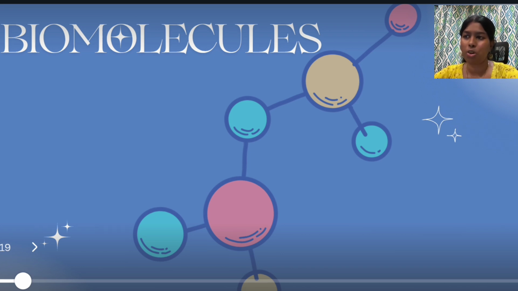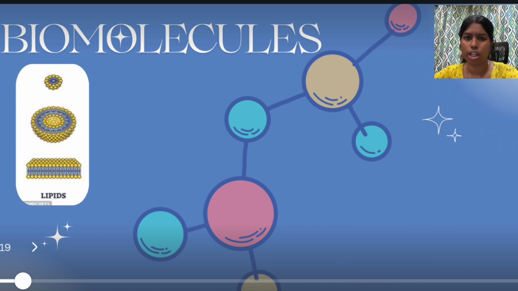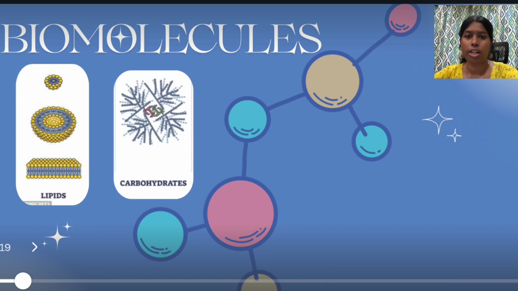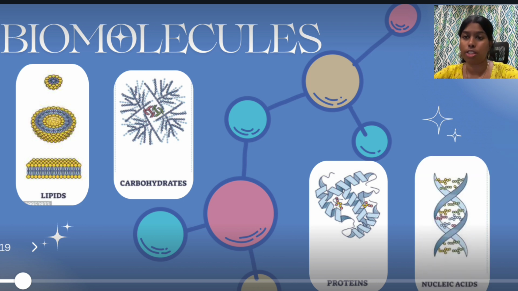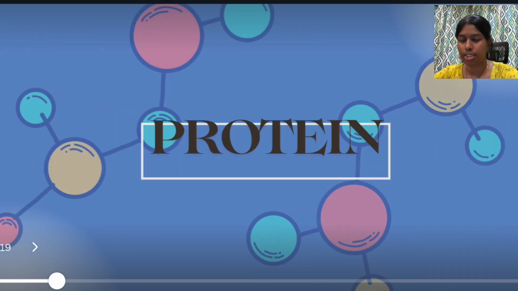Biomolecules are chemical organic compounds found in living organisms that are essential for life. They are made up of elements like carbon, hydrogen, oxygen, nitrogen, and phosphorus. There are majorly four types of biomolecules: lipids, carbohydrates, proteins, and nucleic acids.